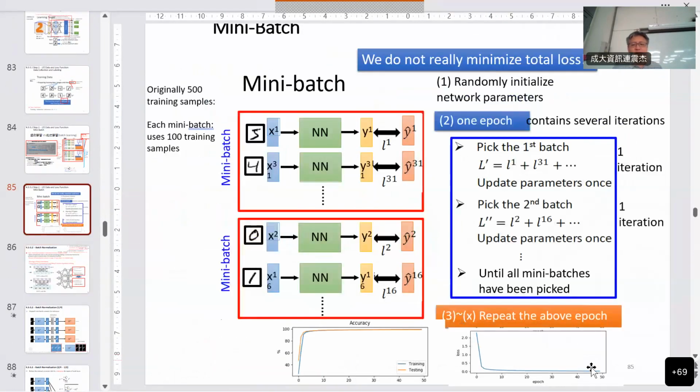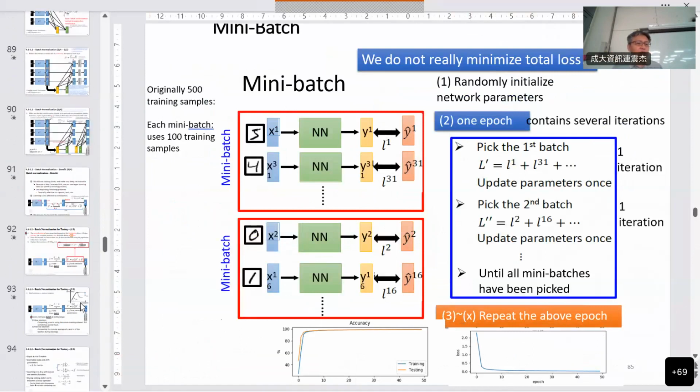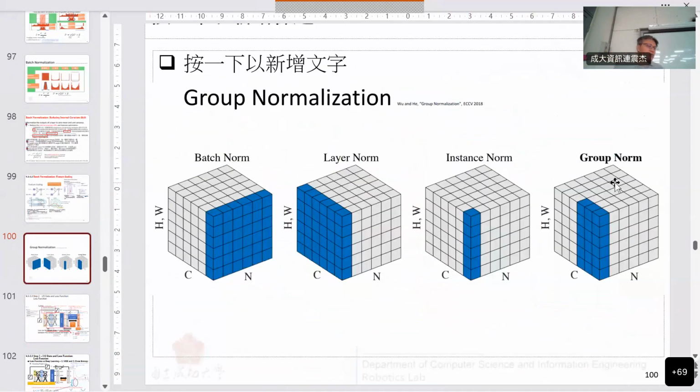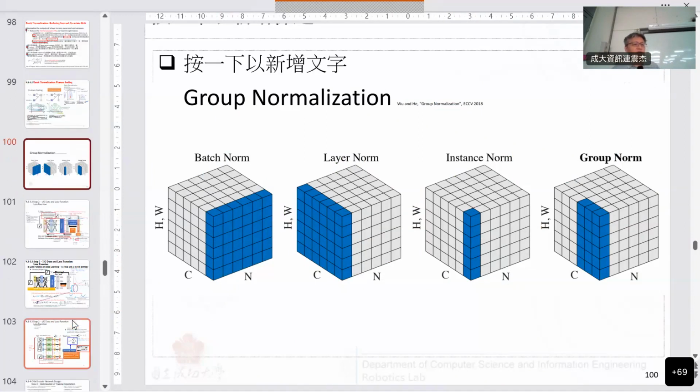The curve just now is in fact not that pretty. It has these problems, and many are because normalization was not done well. But which normalization is better? It depends. I just want you to know they have different kinds. The most famous one is batch normalization, though sometimes people use instance normalization. Okay, that's today's lecture.